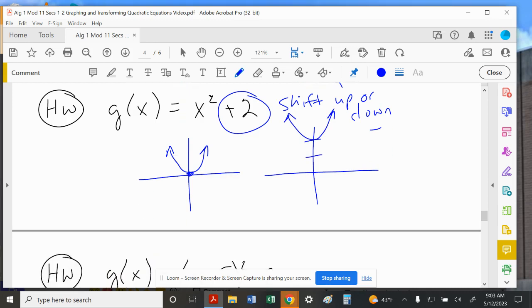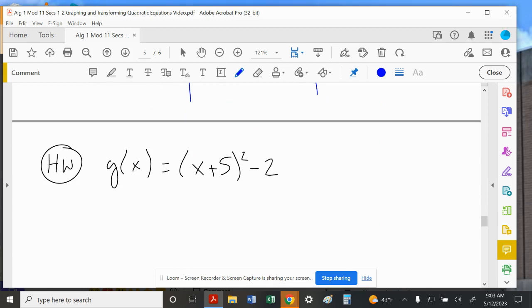Okay, and then finally, we see that g of x equals x plus 5 quantity squared minus 2. In this case now, I can predict what it's going to do. So the +5 tells me I move to the left 5. Remember, it's always the opposite. The -2 tells me I move down 2. So my function would move there. So it's going to look something like that.